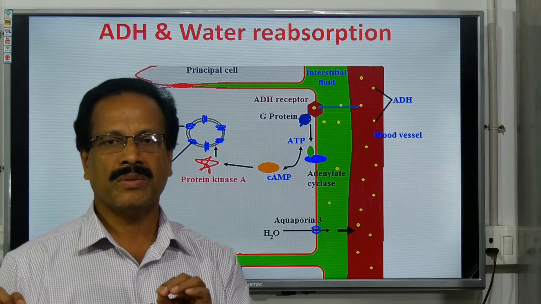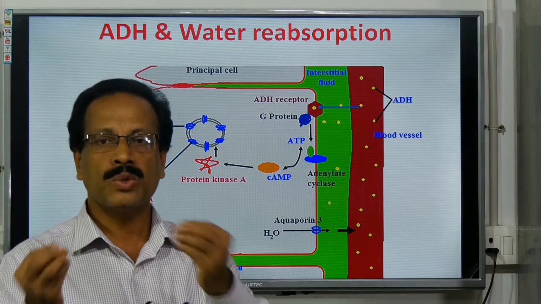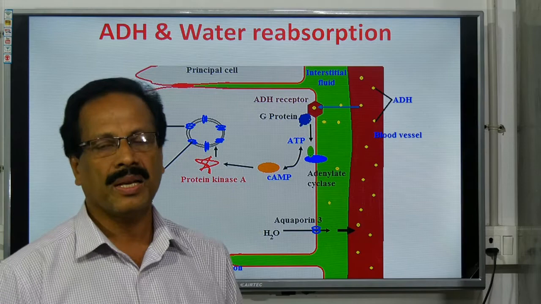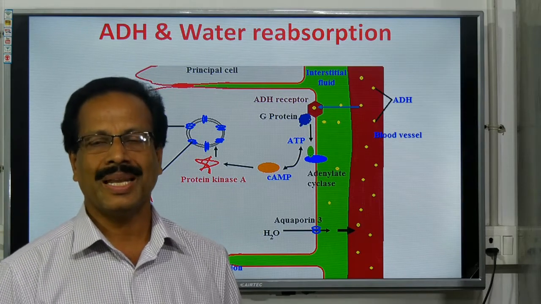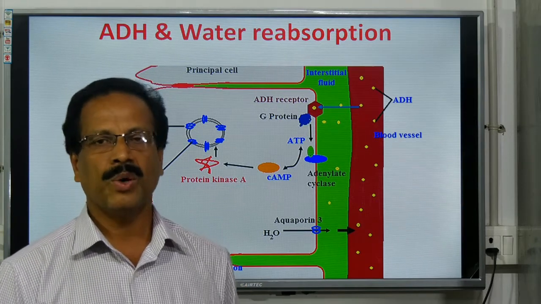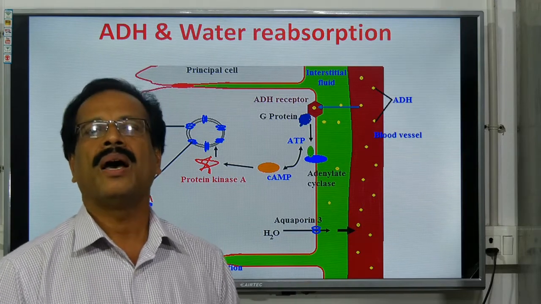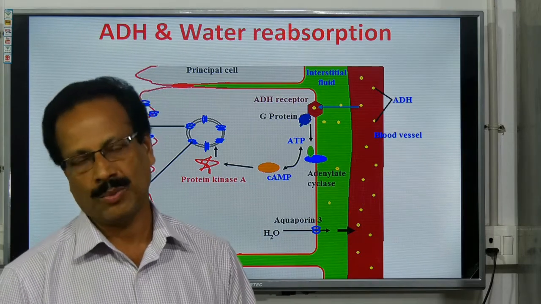And this happens when there is a high loss of blood during a very heavy hemorrhage, or if there is an edema in your body, the blood volume will be decreased, and that induces the release of ADH and water reabsorption at the kidney tubules.